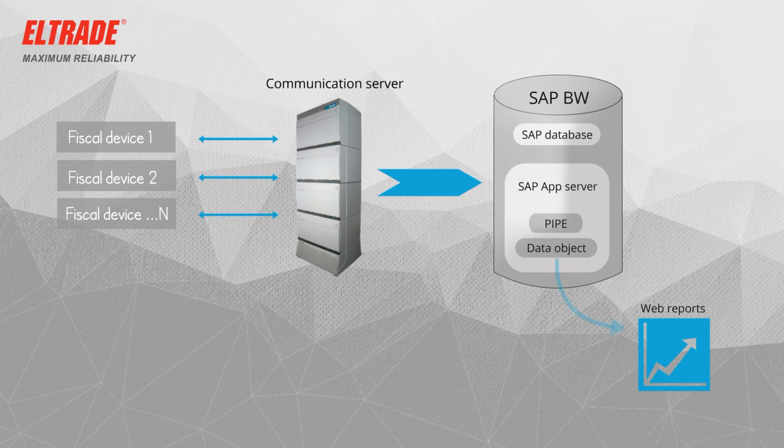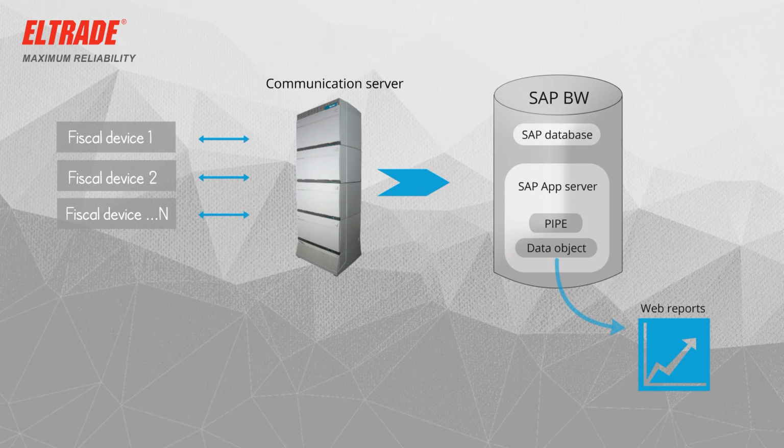The solution represents transferring data from a fiscal unit through the mobile network to SAP BW system. Once received, sales data is processed through point-of-sale inbound processing engine, PIPE. Then data is consolidated, aggregated, and available for reporting.